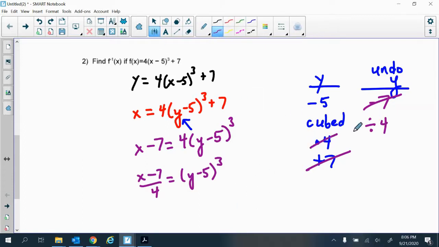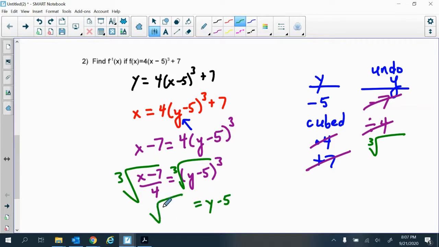That gets rid of the 4s. Then, how do I get rid of cubed? I take the cubed root. So I take the cubed root of everything. That gets rid of the cubed, so y minus 5 equals the cubed root of x minus 7 over 4.